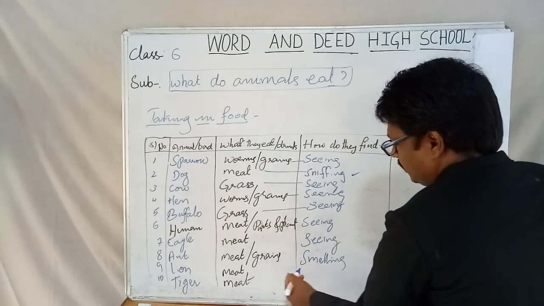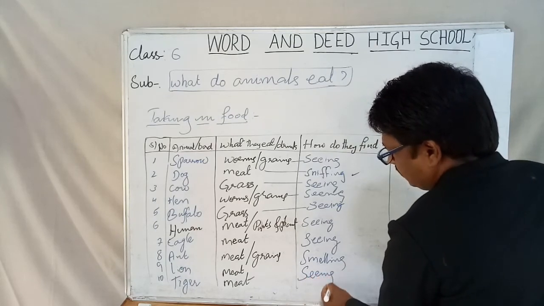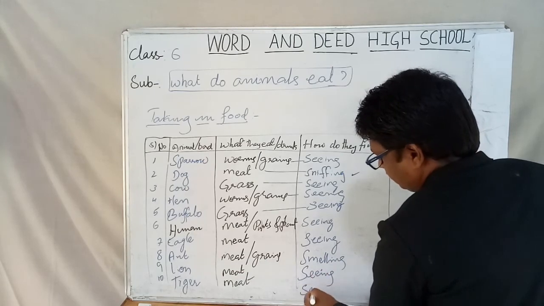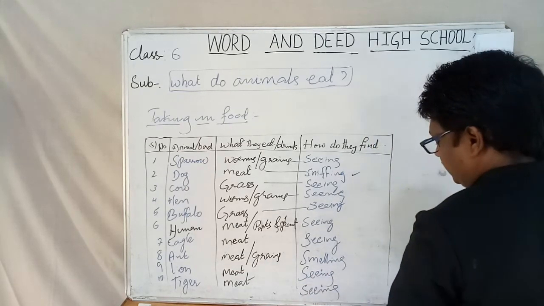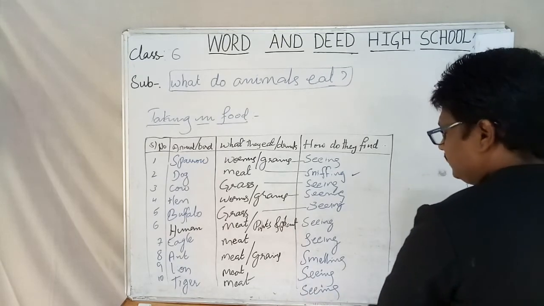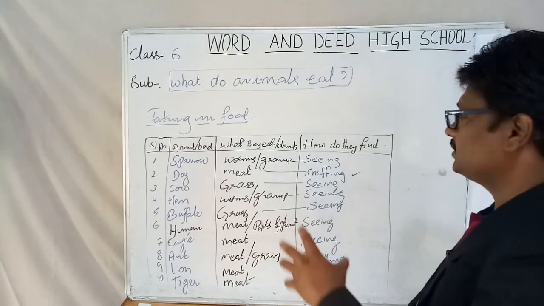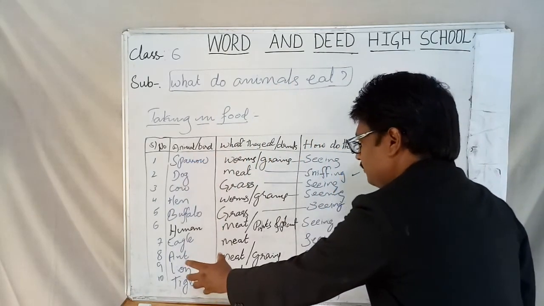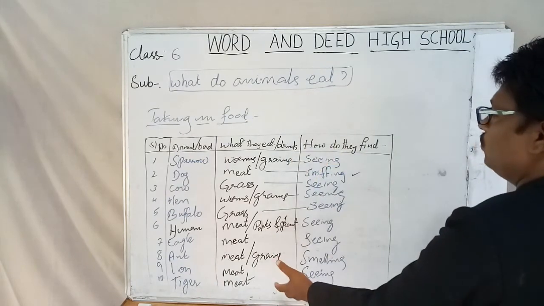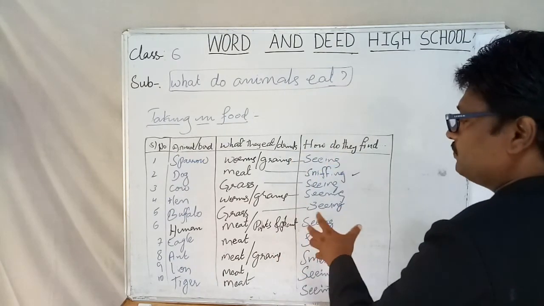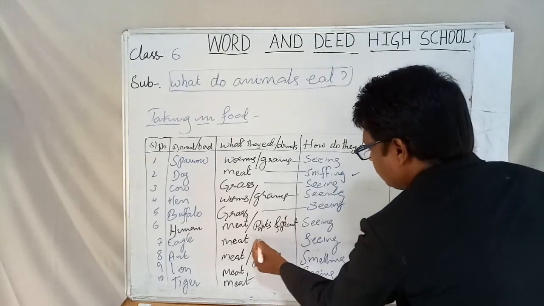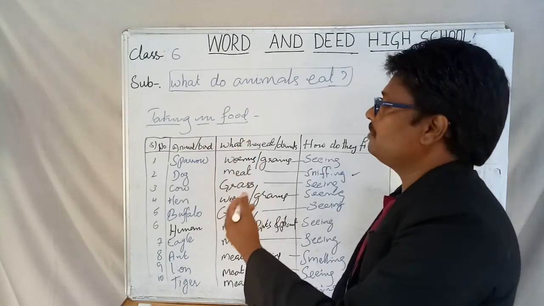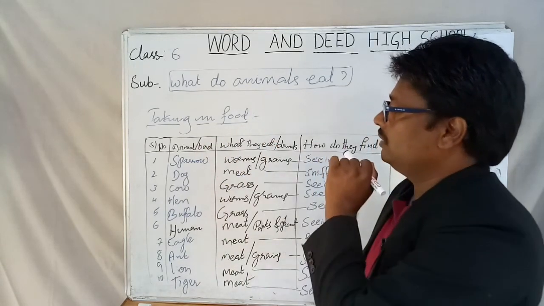And lion by seeing. Tiger by seeing. See, students, here you need to understand what the foods of the different animals are and how they find their food. Based on this, we can find how the animals are taking in their food.